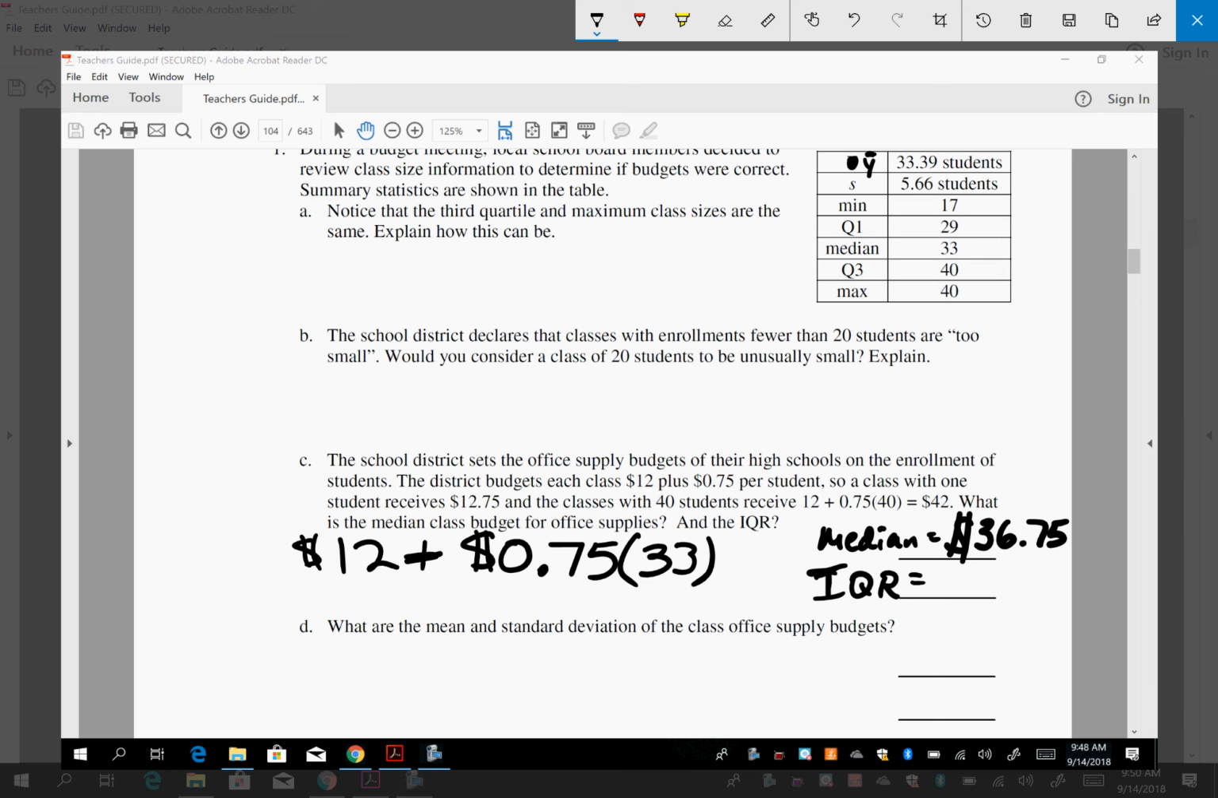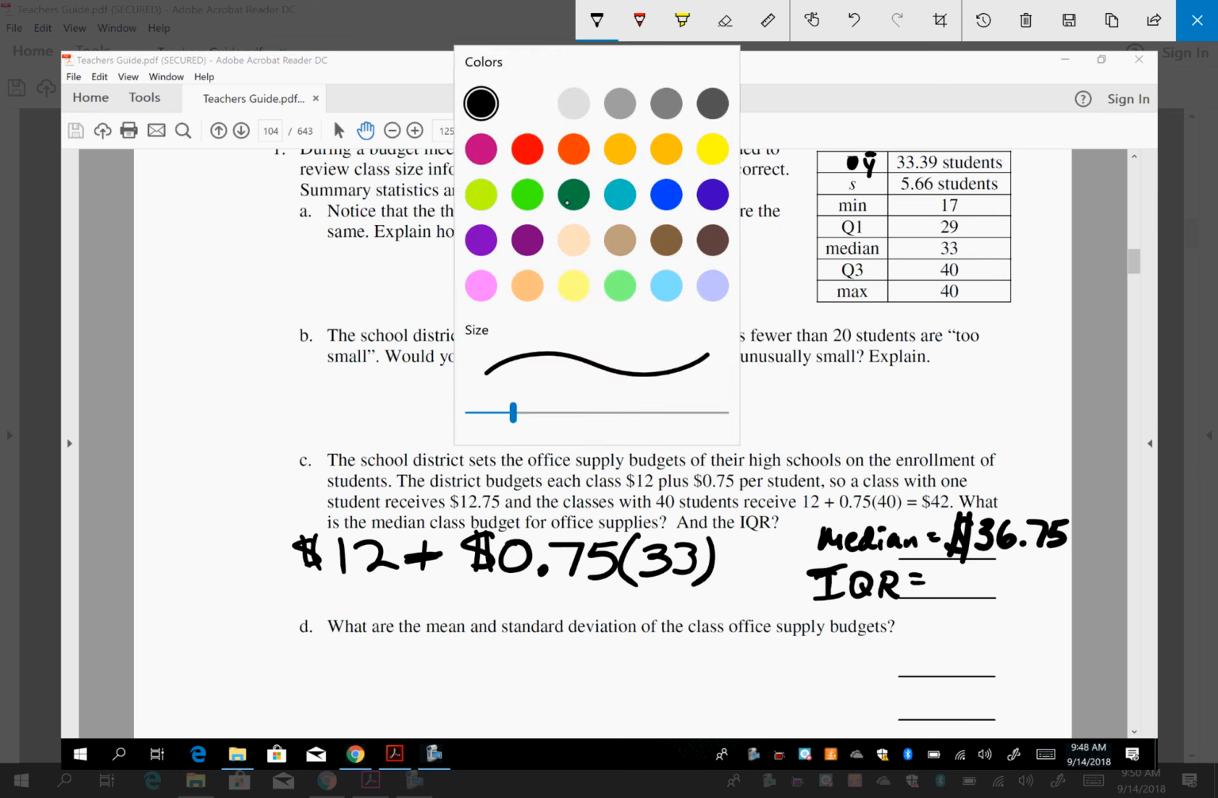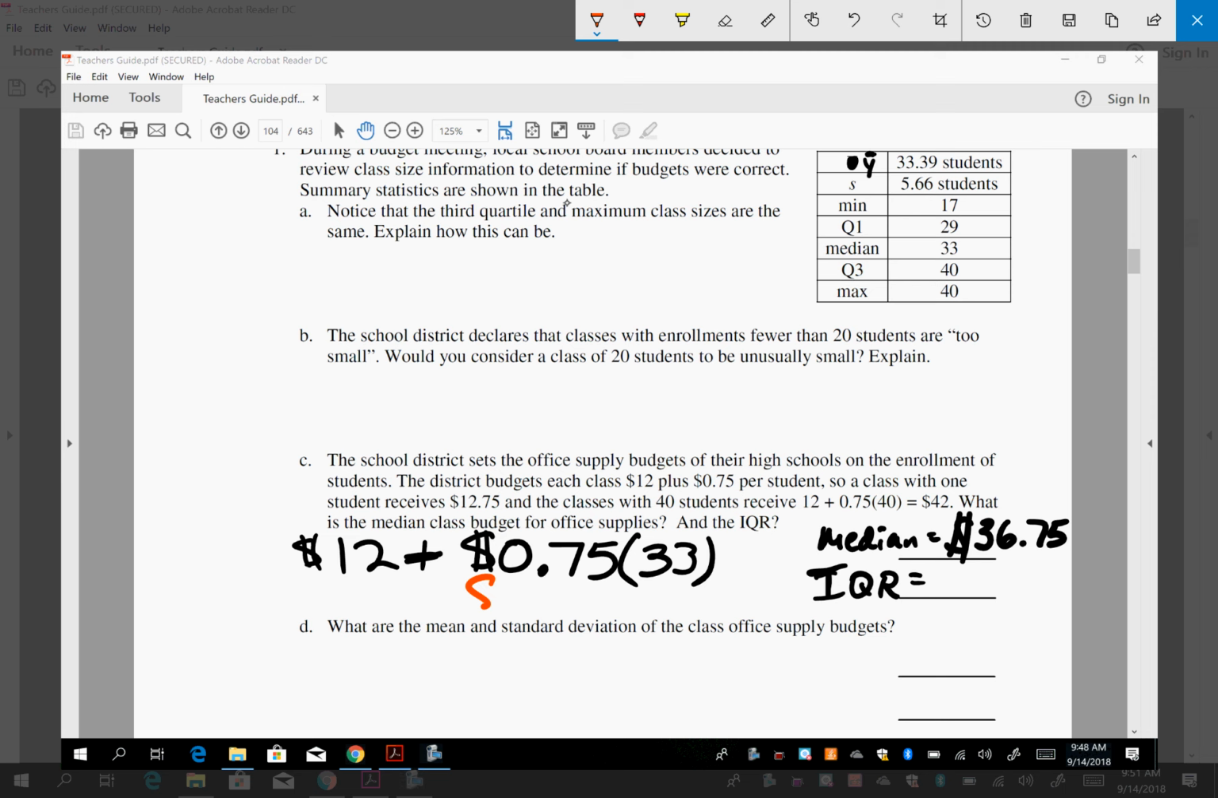We had 40 minus 29 is 11 for our IQR. What's 40 plus 12? 52. What's 29 plus 12? 41. What's 52 minus 41? Still 11. So measures of spread are unchanged by adding and subtracting numbers. But they are changed by what? The multiplication. So I'm going to use a different color here to show you that we're going to multiply just 75 cents times the IQR of 11. So what's 75 cents times 11?